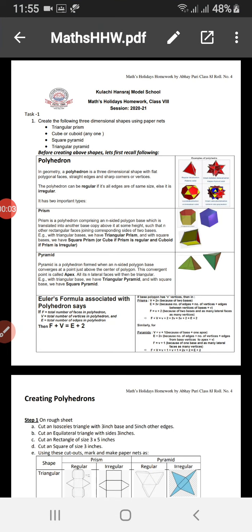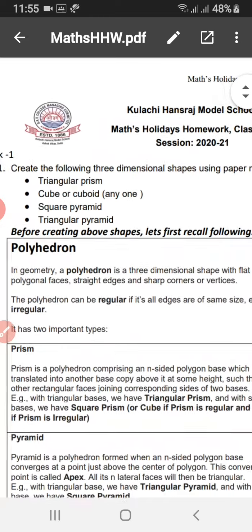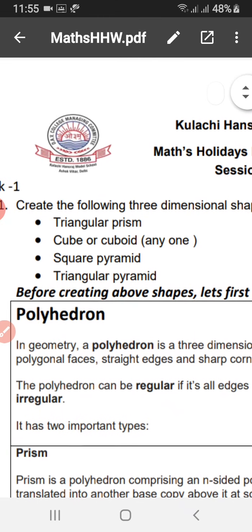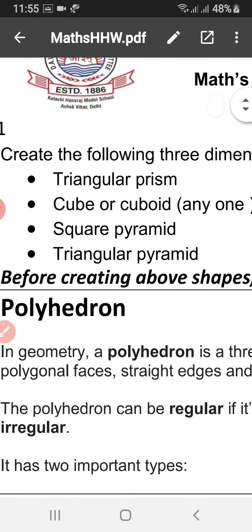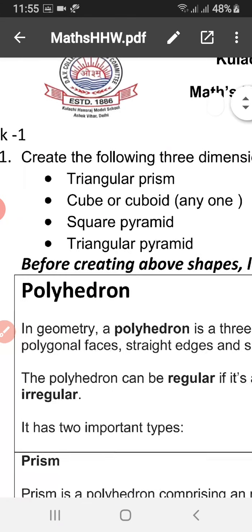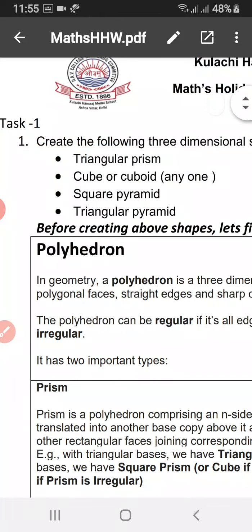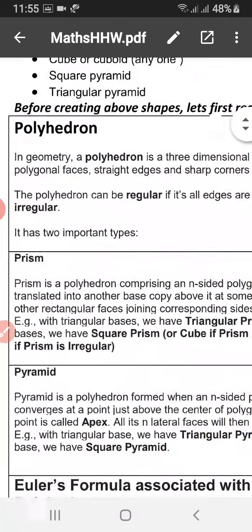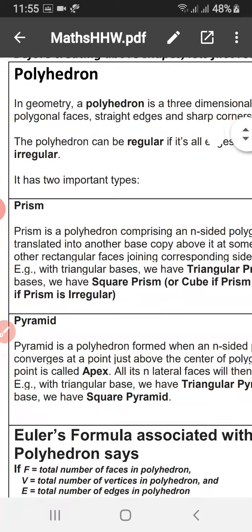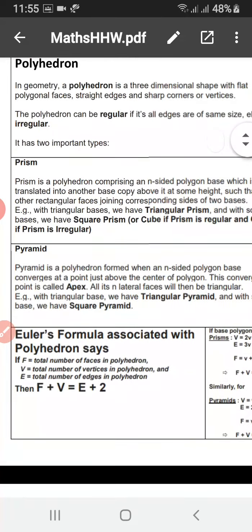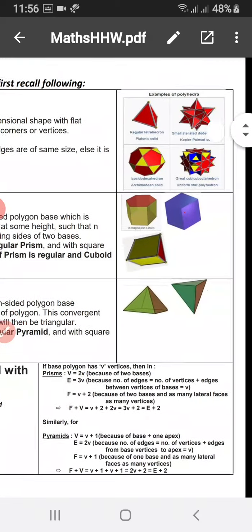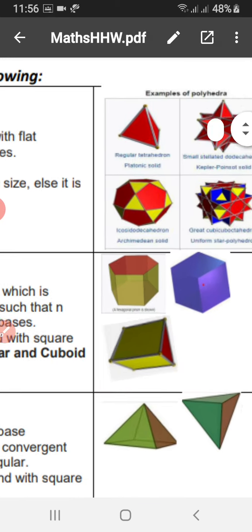Everyone, here you see the holidays homework done by students of class 8G in the subject mathematics. In task 1, students were given an opportunity to explore polyhedrons. See how beautifully the children have written the definition of polyhedrons, prisms and pyramids, along with the visual representation of them.